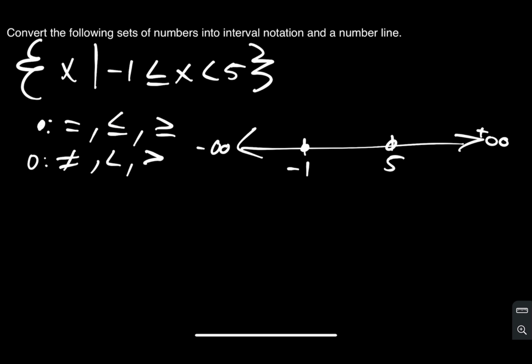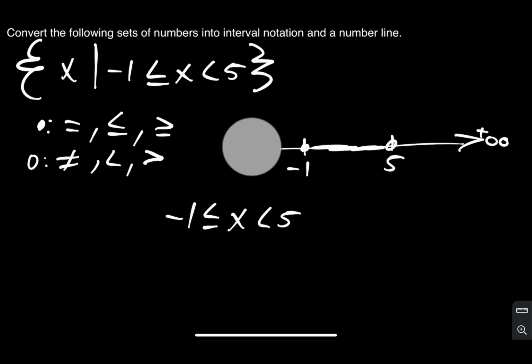So the region we're going to shade is in between -1 and 5 because of that inequality. -1 is less than or equal to x, and x is less than 5. So it has to be in between -1 and 5 according to that inequality. So we shade in this area. We need to change up our number line because we shaded in only -1 and 5, so we can erase the infinities.